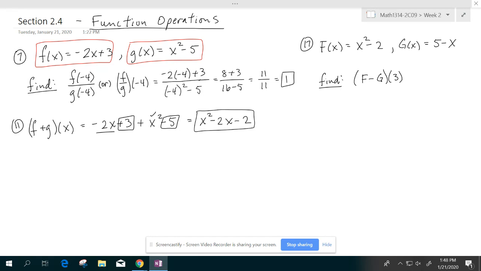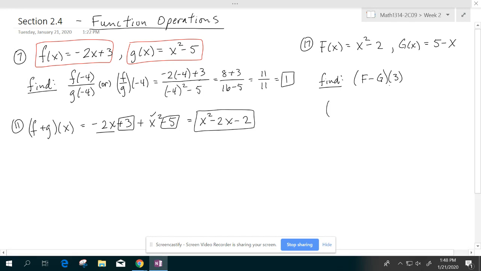And so what is the indicated operation? Subtraction. And did they give me a number to evaluate? Yeah, this time 3. So we're going to plug 3 into f first. And then we're going to plug 3 into g. And whatever we get for those two answers, we're going to subtract. All right, so here we go.